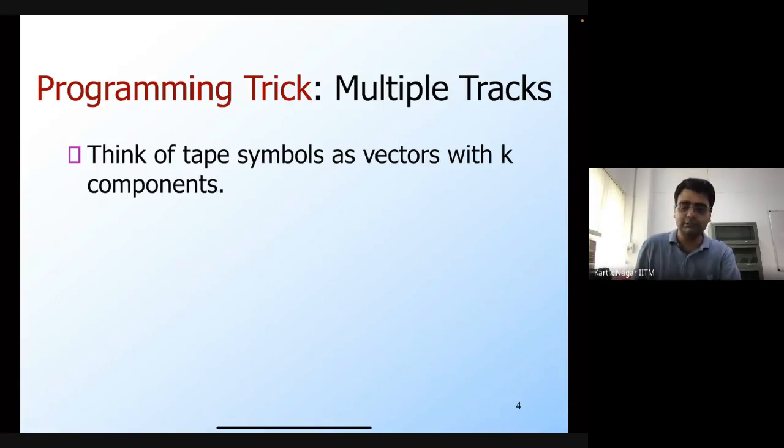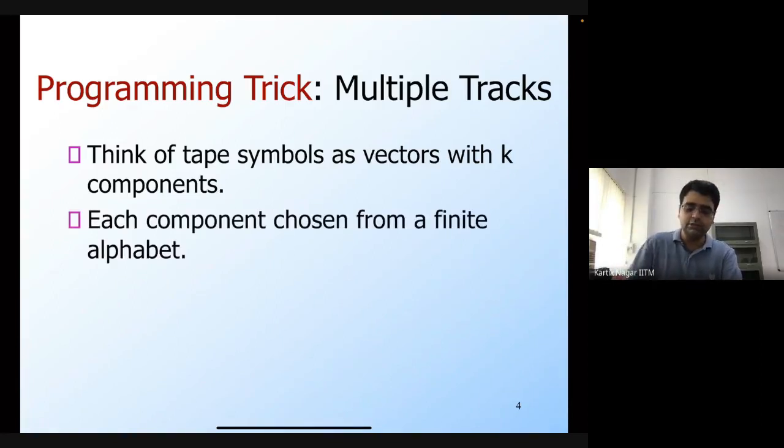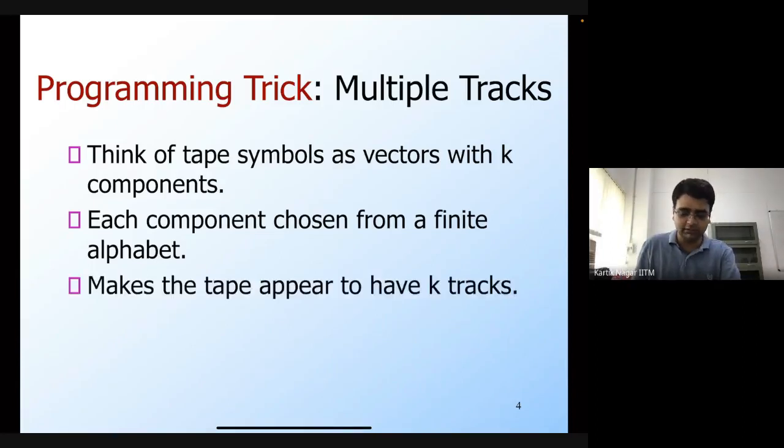Or a tape with multiple tracks. So if a tape symbol is a vector with k components, then you basically have a k-dimensional tape. Each of the components is chosen from a finite alphabet, and it makes the tape appear to have k tracks.